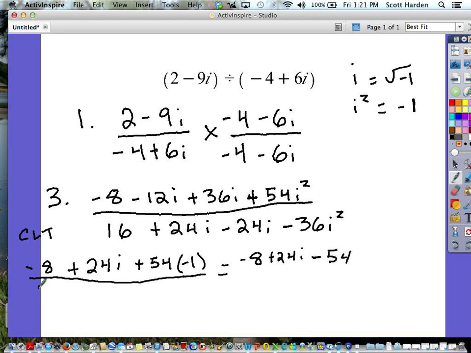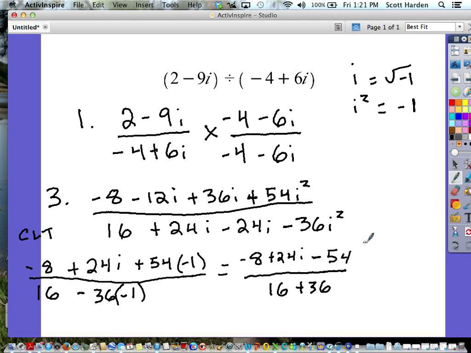So let's do the bottom now. Let's do the denominator. I got 16, and then the 24i's cancel out. Positive 24i, negative 24i, those cancel out. So I've got negative 36 times negative 1. Well, self, what is negative 36 times negative 1? Well, that's equal to positive 36. So down here I will have 16 plus 36.